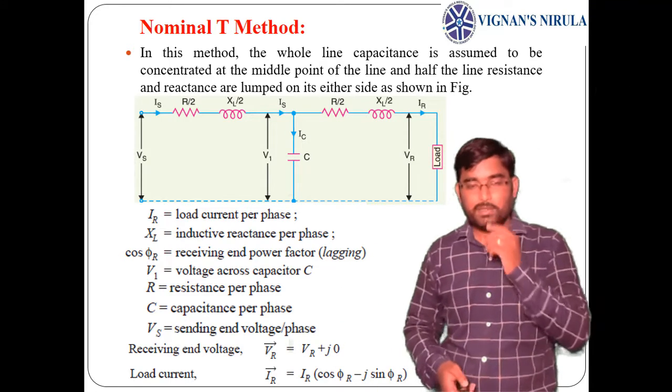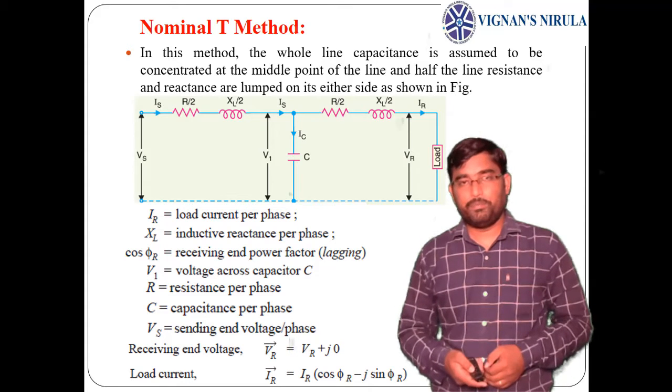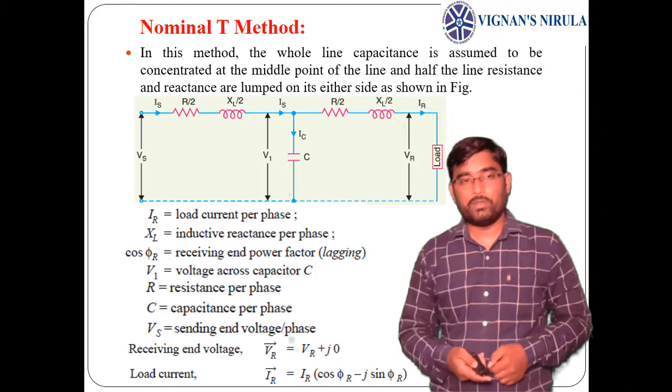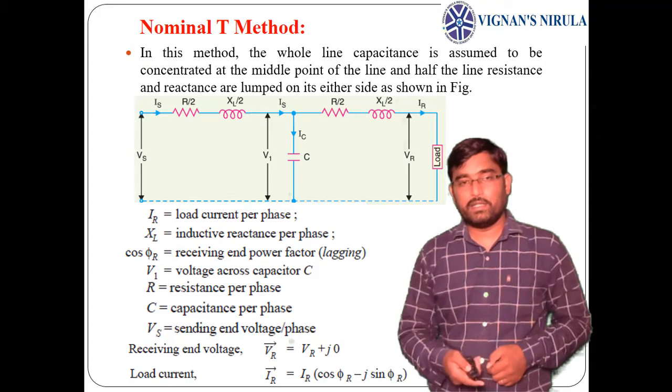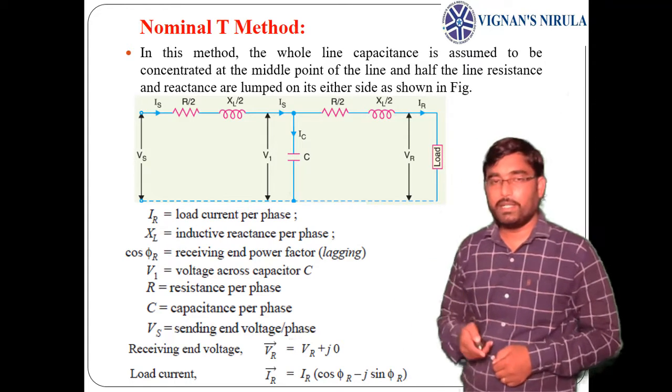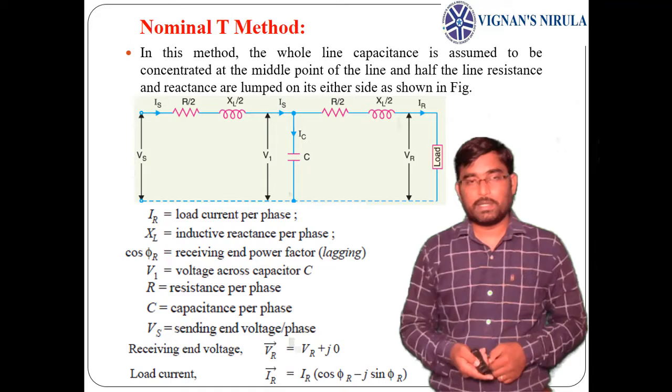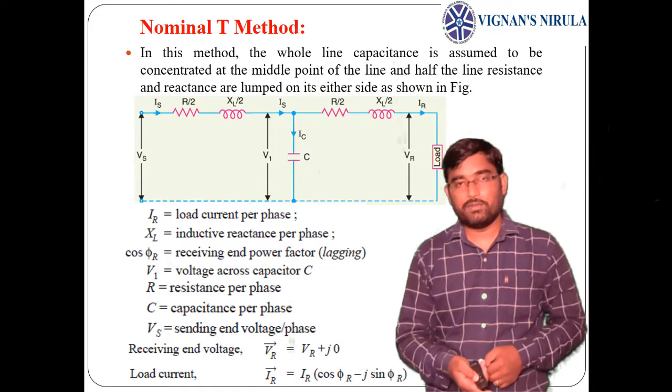See the circuit diagram. Here we are taking half of the series impedance, that is R by 2 and XL by 2, at the sending end, and R by 2 and XL by 2 at the receiving end, and the total shunt capacitance is taken at the midpoint of the transmission line.